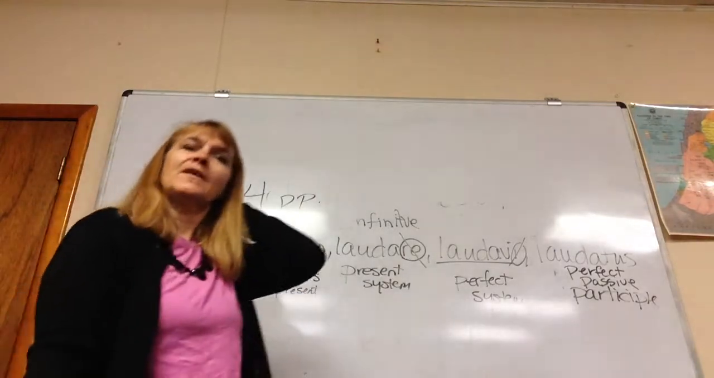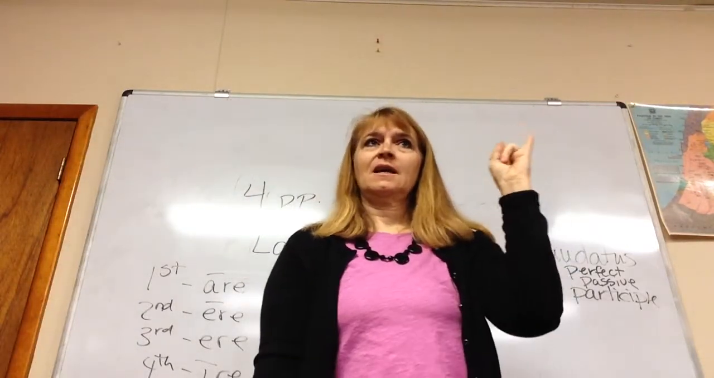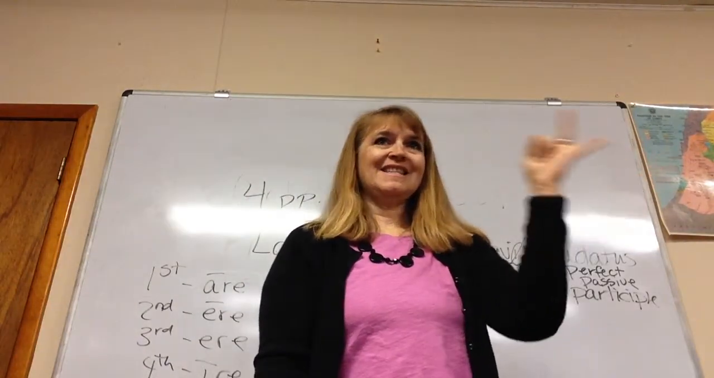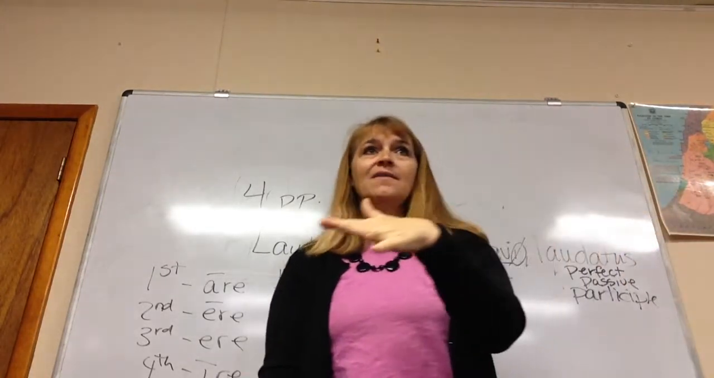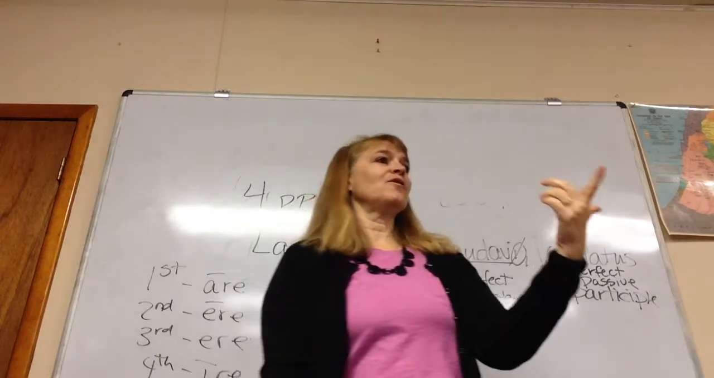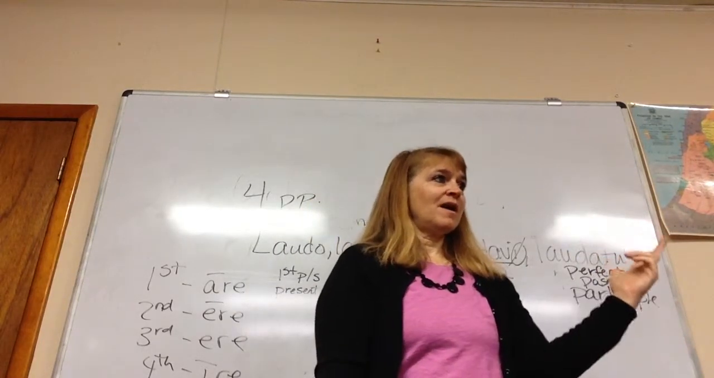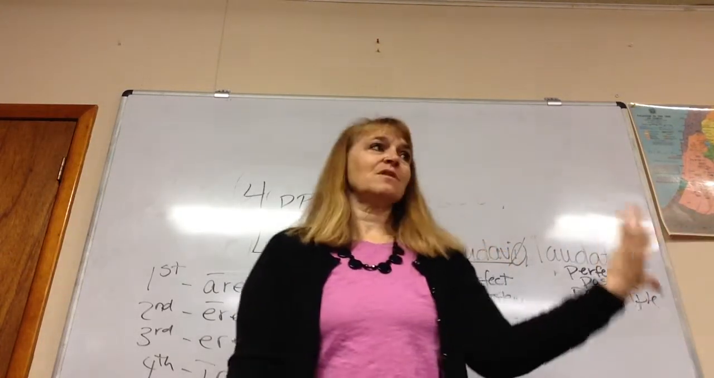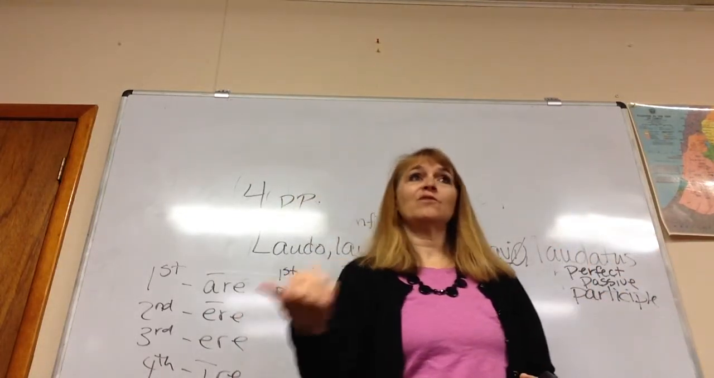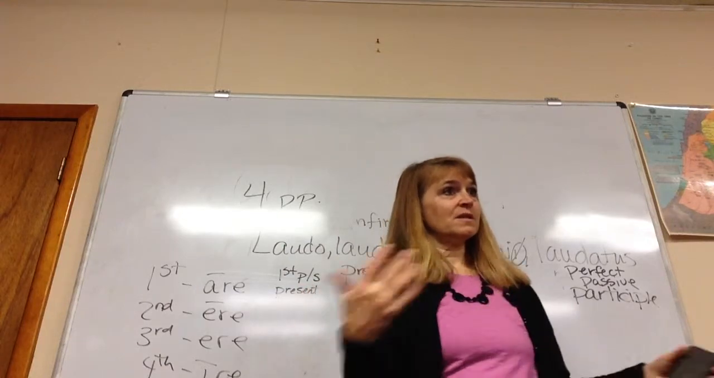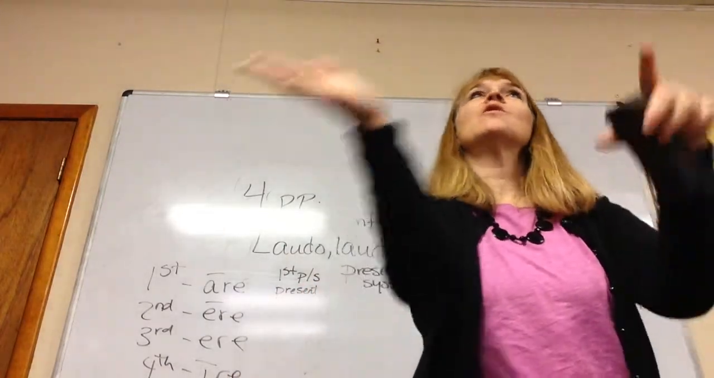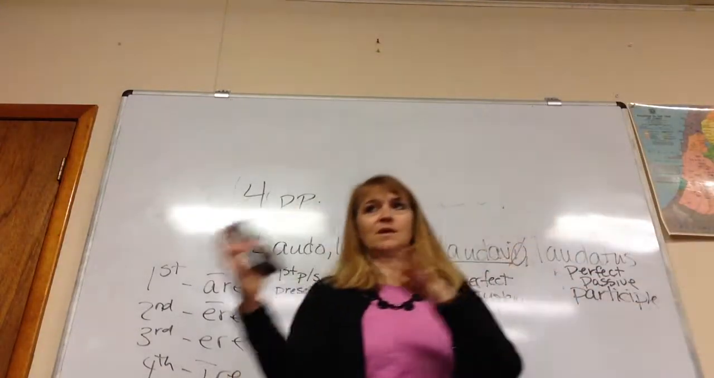So how about the endings for perfect? I, isti, it, imus, istis, erunt. And then for pluperfect: eram, eras, erat, eramus, eratis, erant. And future perfect: ero, eris, erit, erimus, eritis, erint. Remember, it's erint because we already used erunt, so it's got to be erint.